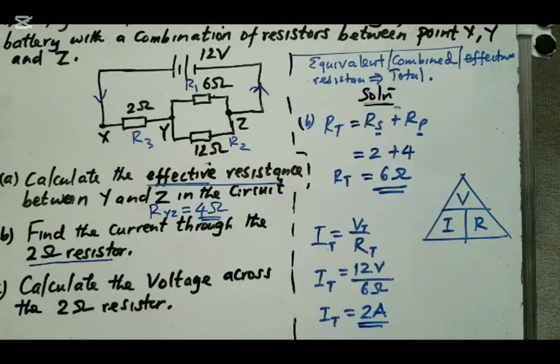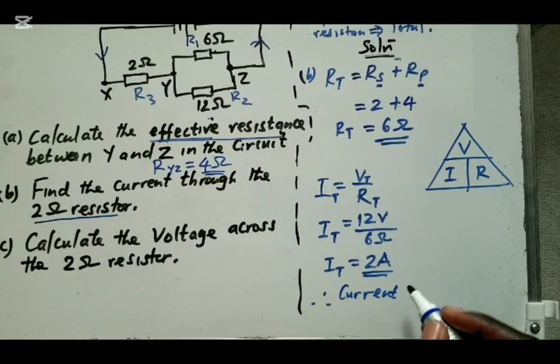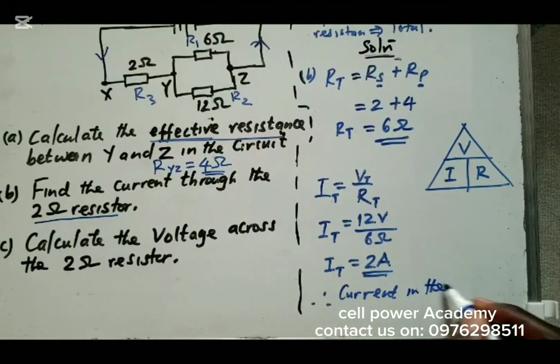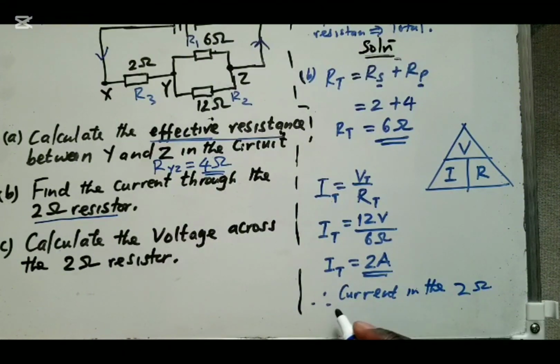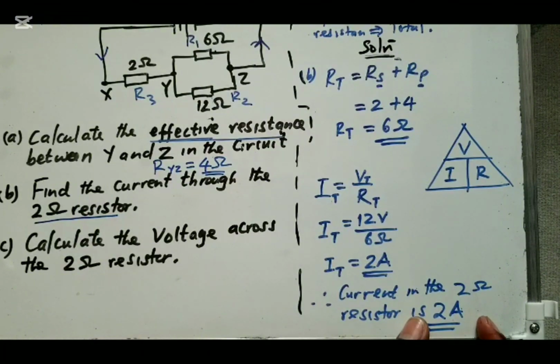Therefore, the current in the 2 ohms resistor is simply 2 amps. That is basically the current that is going to pass through the 2 ohms resistor. So that's the way you needed to calculate it.